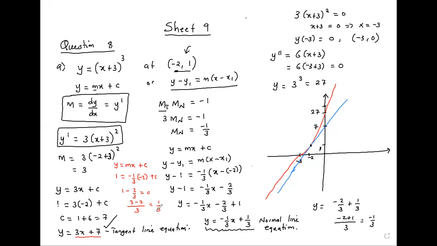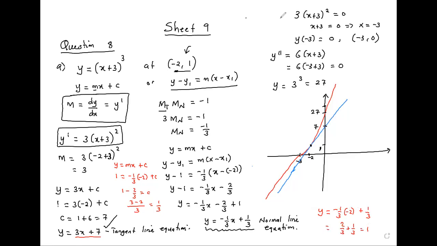Oh, okay. It's not failing actually. It's me who is failing. So y is equal to, since we have negative 1 over 3, and our x is negative 2, plus 1 over 3. Then we'll have 2 over 3 plus 1 over 3, which is equal to 1. Okay, so it's making sense.